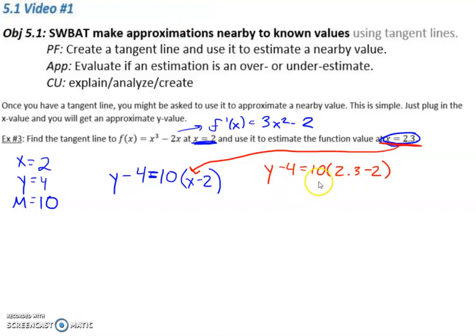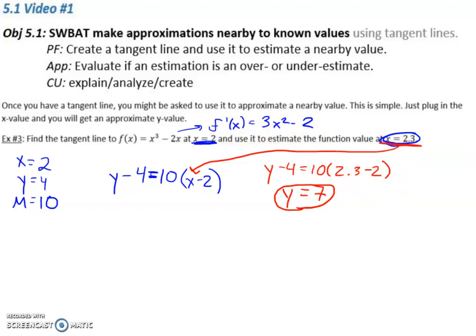And I'm just going to type this into the calculator. I know I could probably do it in my head, and then add 4 to get what y is. So 10 times 2.3 minus 2, and then adding 4 to that comes out to 7. So I take it back. This isn't super close to 4, but that's the estimation that they asked for.